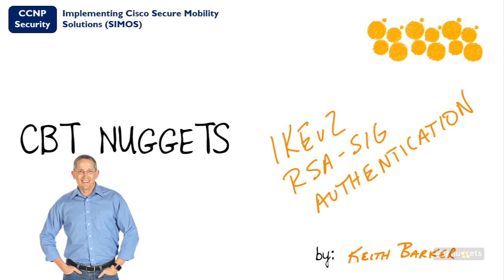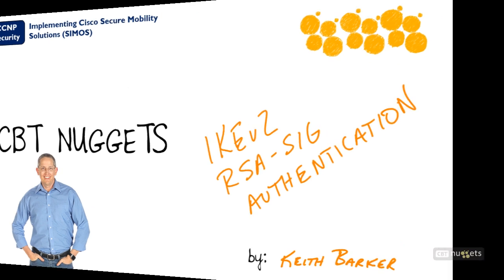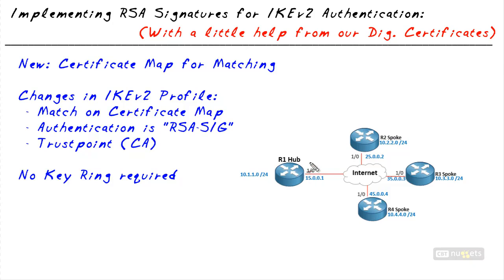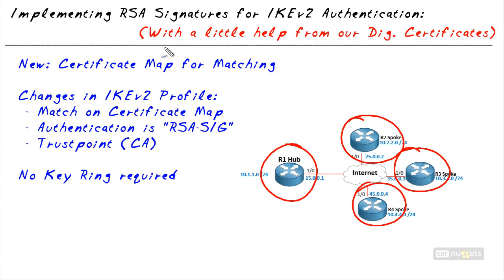Leveraging the digital certificates that we installed in the previous video, you and I are going to implement authentication of the IKE version 2 tunnel using RSA signatures. Let's begin. In our previous video, we implemented digital certificates on each of these routers. So now, armed with those digital certificates, for IKE version 2 authentication, we could use the feature of RSA signatures instead of using the weaker and less scalable pre-shared keys.